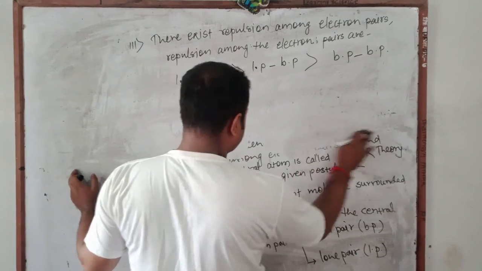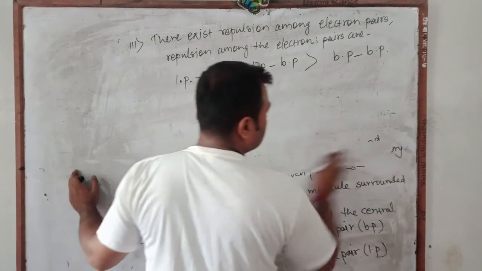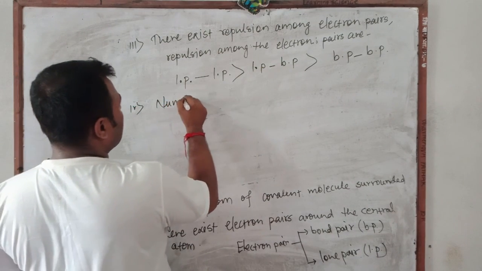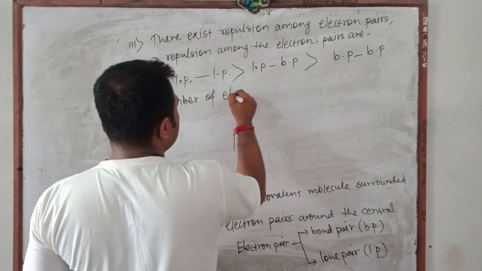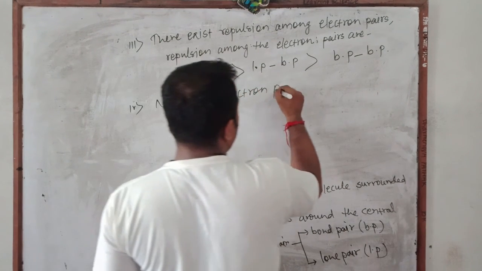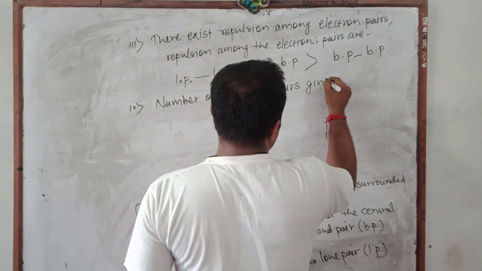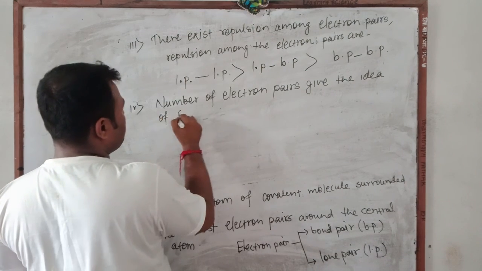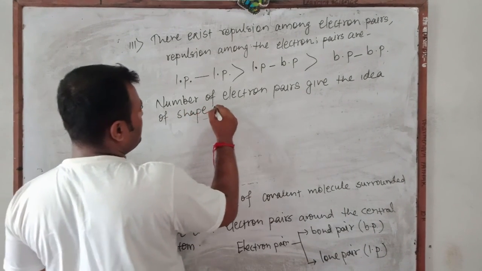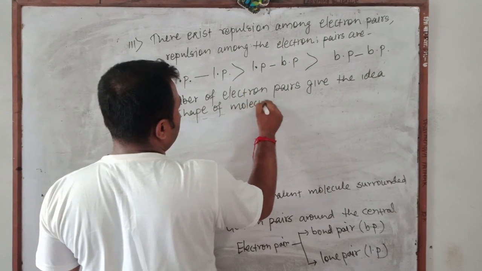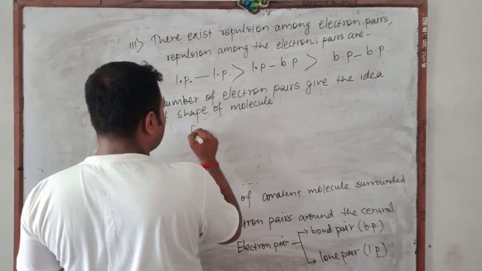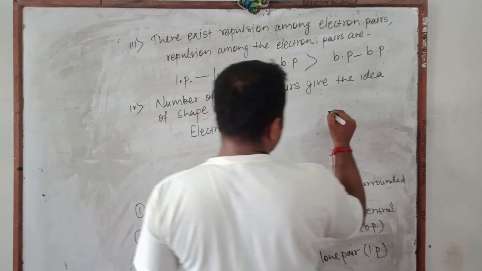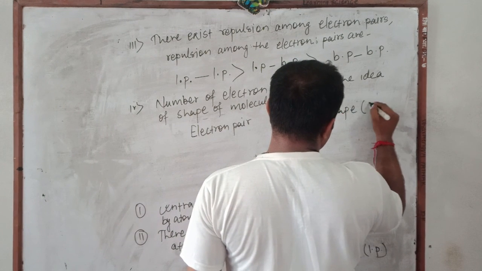And here the fourth assumption is that the number of electron pairs gives the idea of the shape or geometry of a molecule. Here we write electron pairs and shape, or geometry as we also call it.